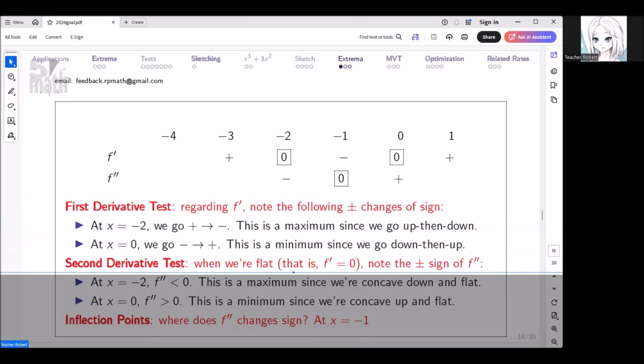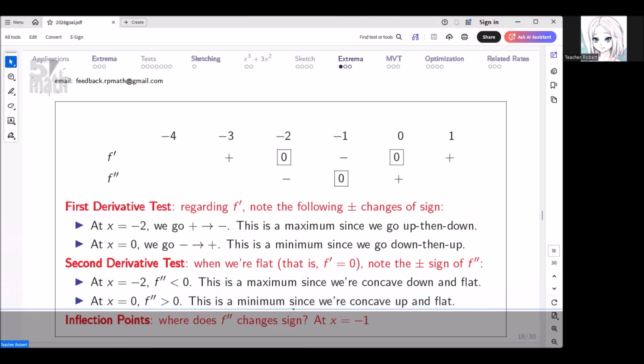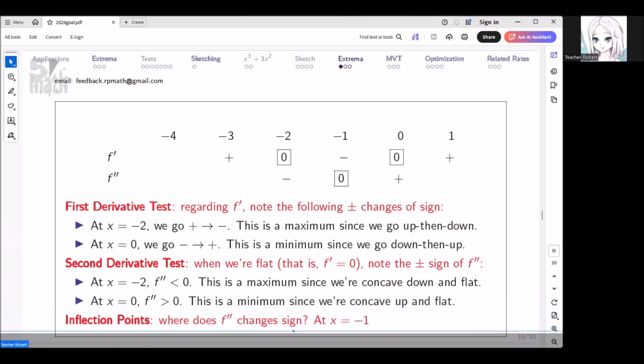Second derivative test. When we're flat, that is f prime equals 0, note the positive negative sign of f double prime. At x equals -2, f double prime is less than 0. This is a maximum since we're concave down and flat. At x equals 0, f double prime is greater than 0. This is a minimum since we're concave up and flat. Inflection points. Where does f double prime change sign? At x equals -1.